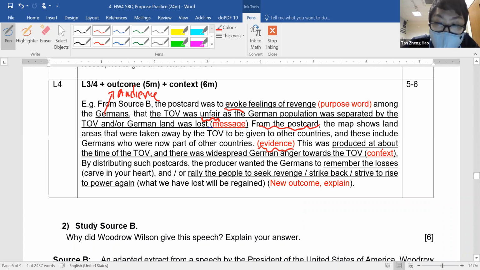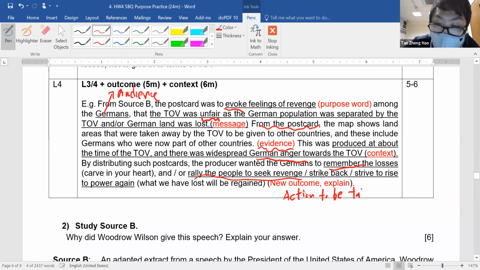Then I give some background. The postcard was produced around the time of the TOV and people were very angry about the TOV. That's the context. And by distributing such postcards, the producer, which is the author, wanted Germans to remember the losses, or you can say they want to rally the people to seek revenge and strive to take back the territory. So maybe they can organize an invasion or something like that, or ask the government to do something. So there's a very clear action to be taken here.